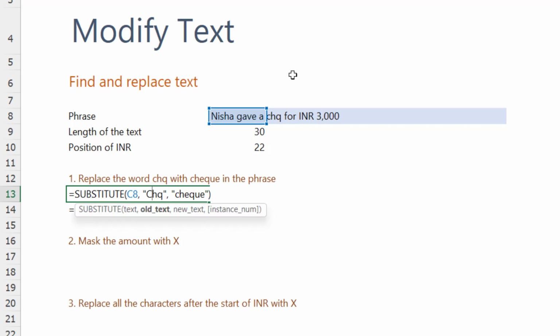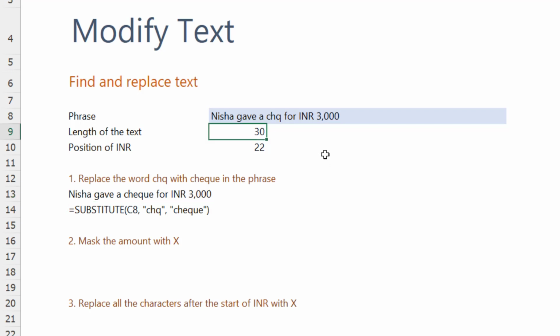So one thing that you can do is replace this with small c, and I press enter, and you see that it works absolutely fine. You can also use a function to mask certain text. We already know that this text is 30 characters, and in the 22nd position is where the word INR appears. And I want to mask everything that comes after INR, or rather including the word INR. That means 8 characters have to be replaced with a text called X.